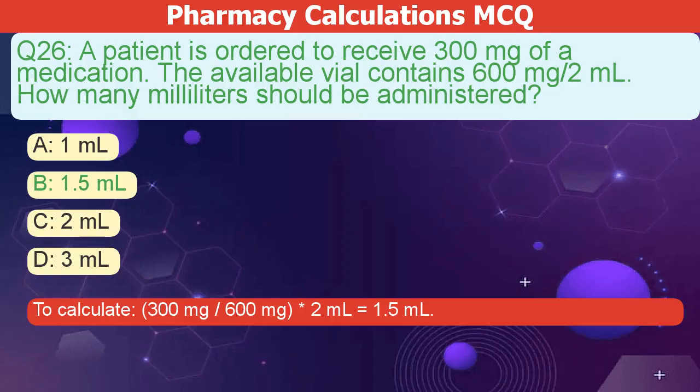The correct answer is B. To calculate, 300 milligrams divided by 600 milligrams multiplied by 2 milliliters equals 1.5 milliliters.